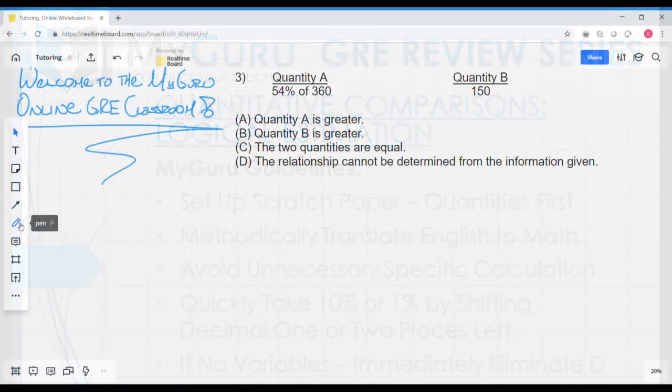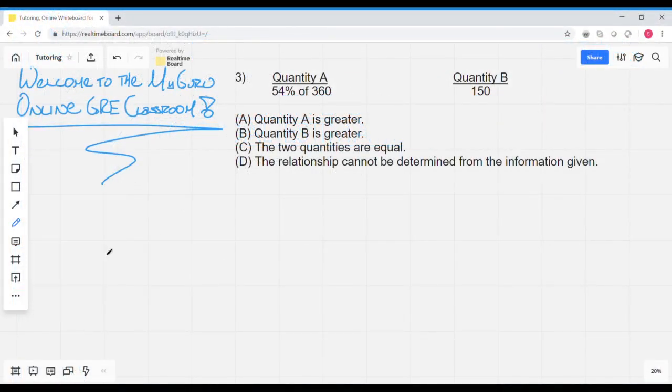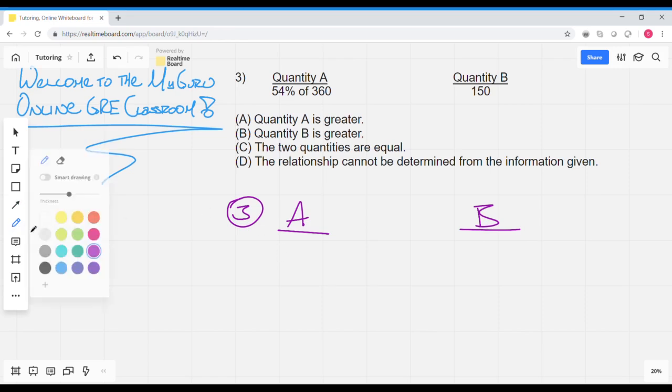So in this case, as always with the quantitative comparisons, we want to set up our scratchpad first with the quantities written out. So here we're being asked for 54% of 360.